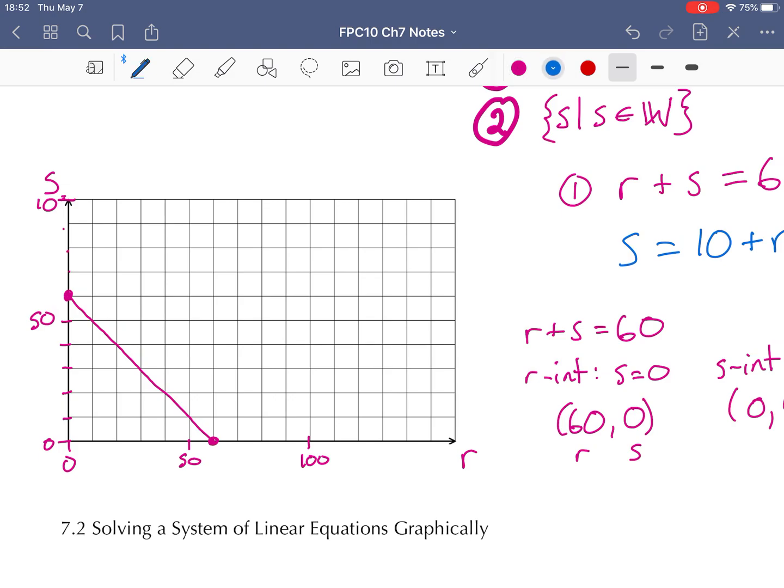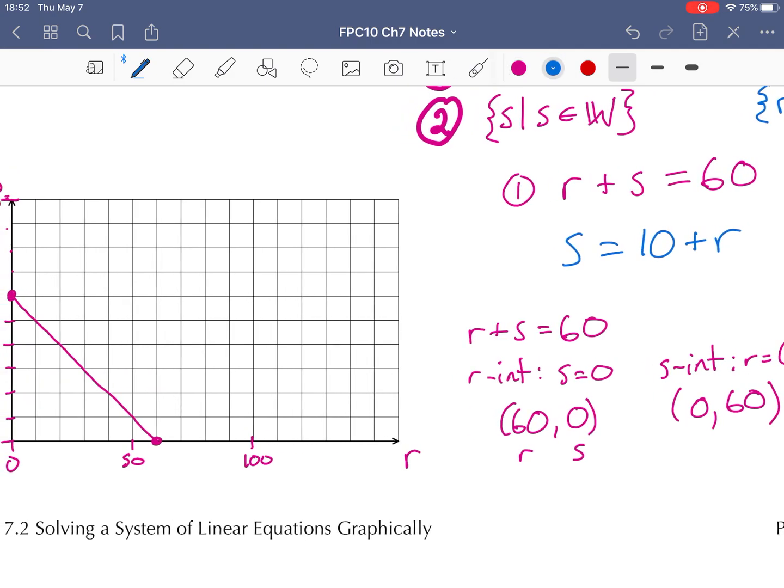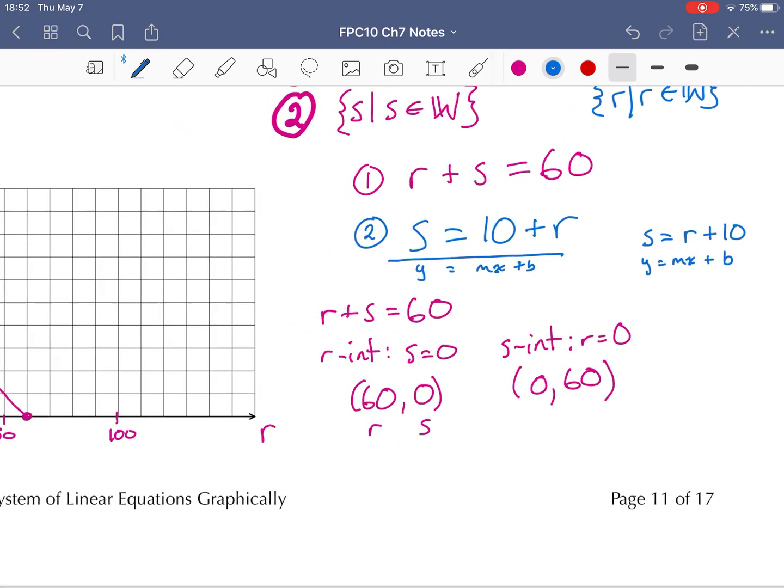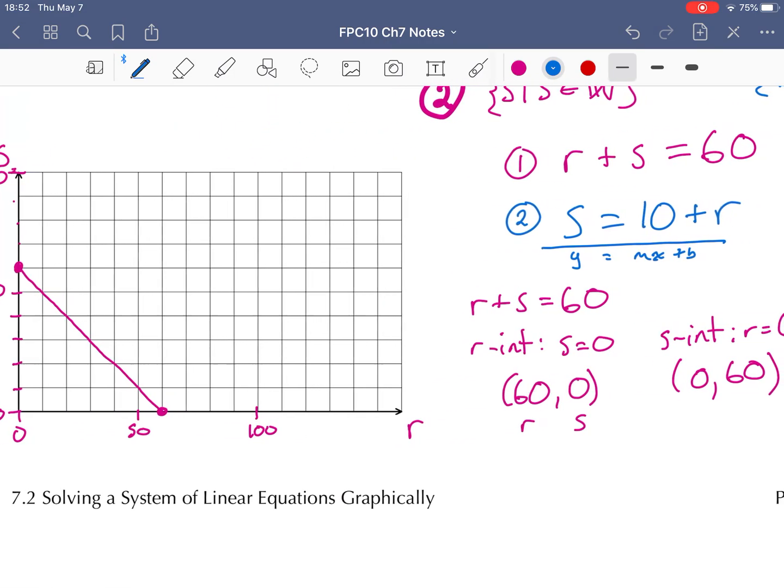Now let's take a look at our second equation. It's almost in y equals mx plus b form, but we want to rearrange it so that it's easier to see. So S is equal to R plus 10. Now it's in y equals mx plus b form, except instead of y we have S, and instead of x we have R. Our slope is 1 and our start point is 10.